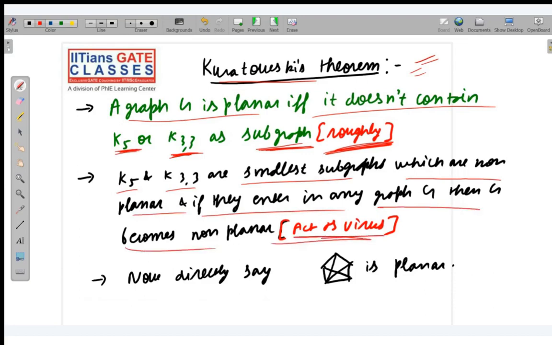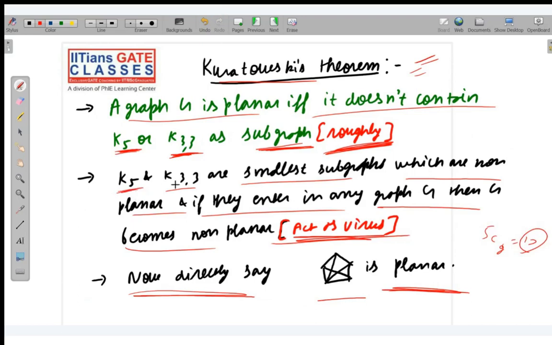So what is the advantage? Now you simply say it is planar, because neither K5 nor K33 is there. K5 is what? K5 has 5 vertices and 10 edges, right? 5C2 is 10. Are you getting it? Yes, sir. So K5 is a complete graph of 5 vertices. A complete graph of n vertices has nC2 edges. So 5C2 edges, that means 10.